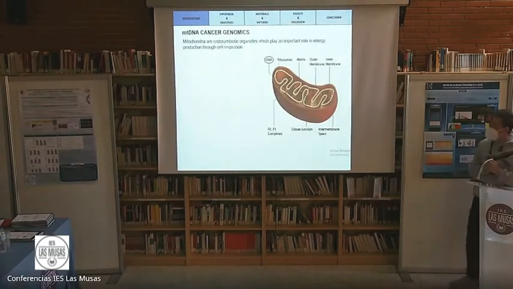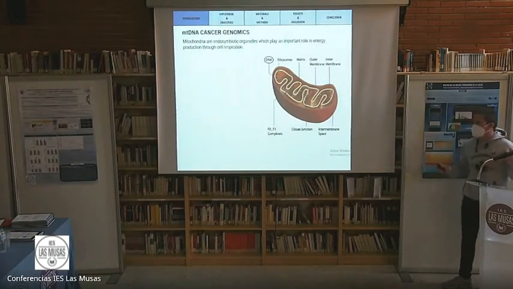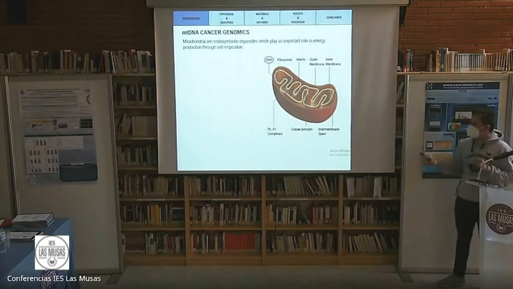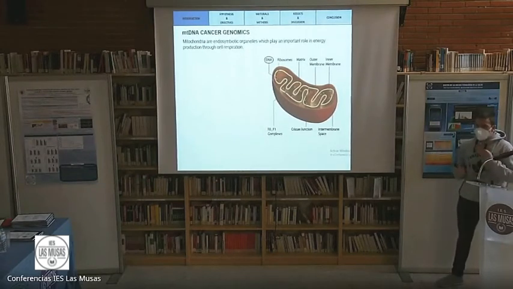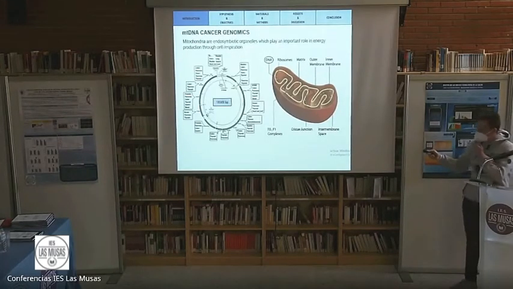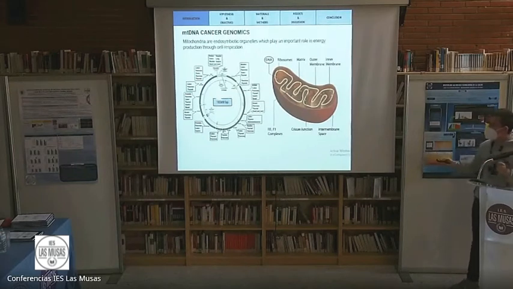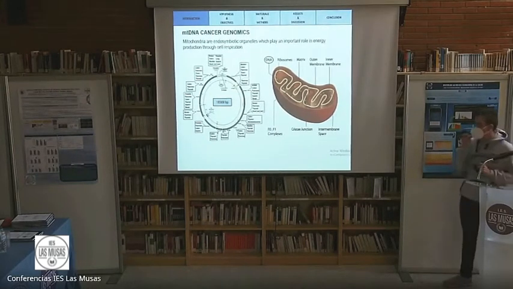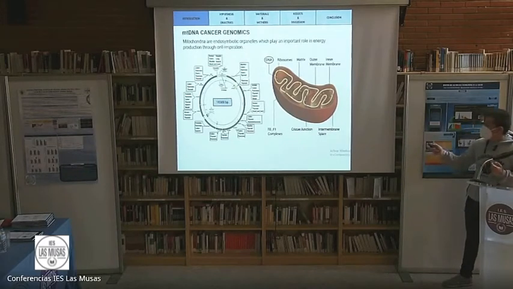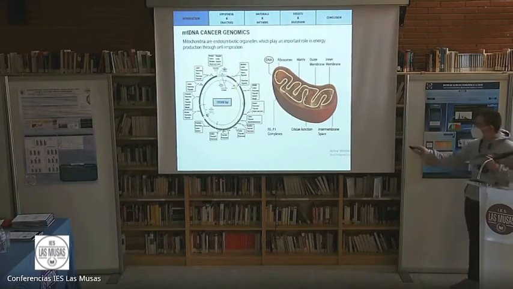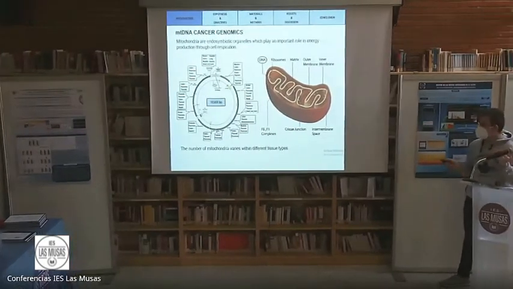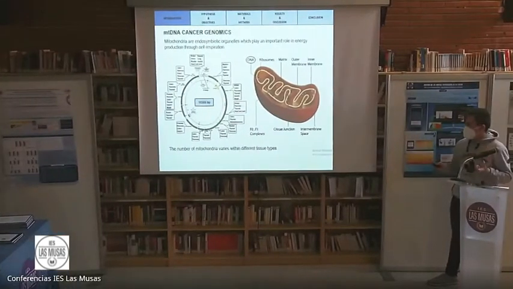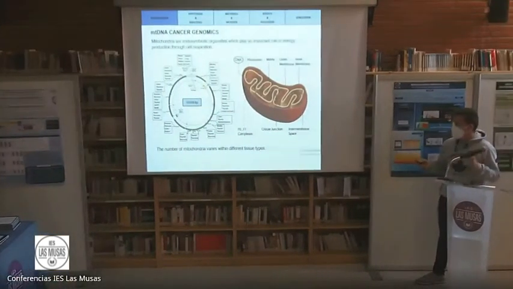Okay. Now, talking about genomics, let's recall that there is not only DNA in the nucleus, but also in mitochondria. Mitochondria are endosymbiotic organelles, which play an important role in energy production through cell respiration. The mitochondrial DNA is grouped in particular 16,569 base pair long molecules, which code for 37 genes. The number of mitochondria within a cell varies depending on the tissue they are in and its energetic requirements.